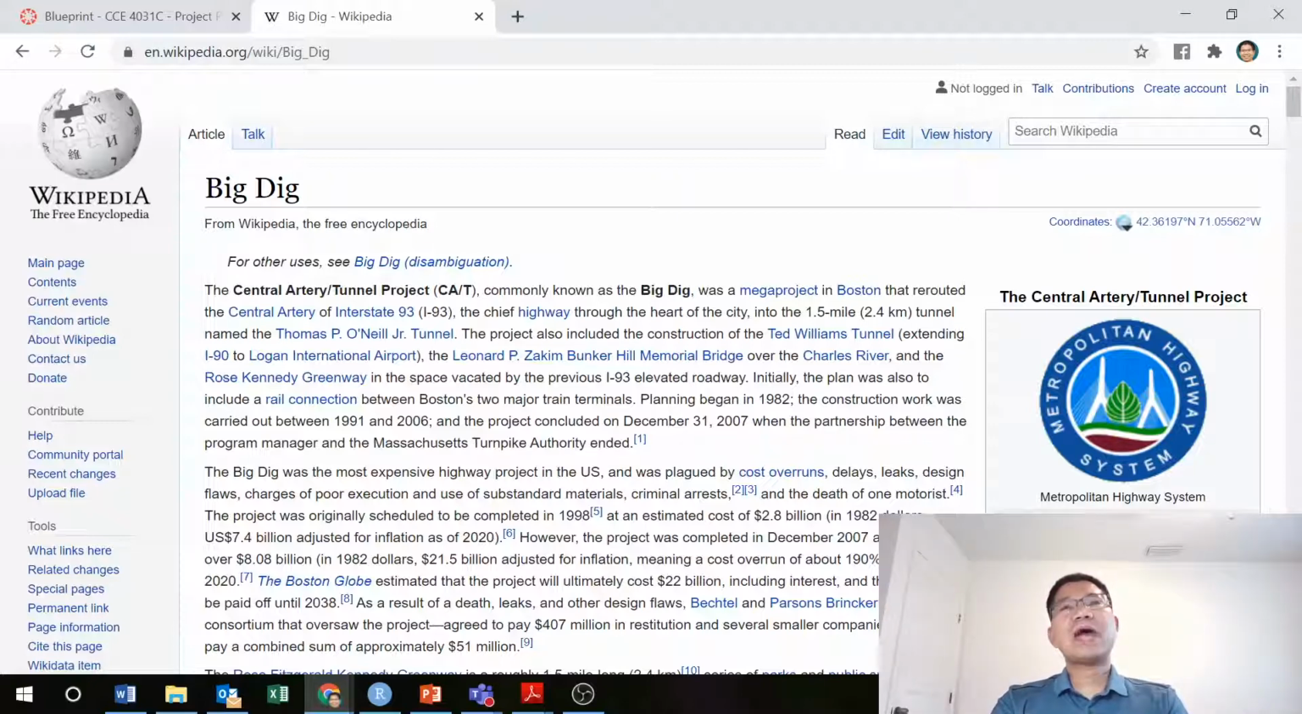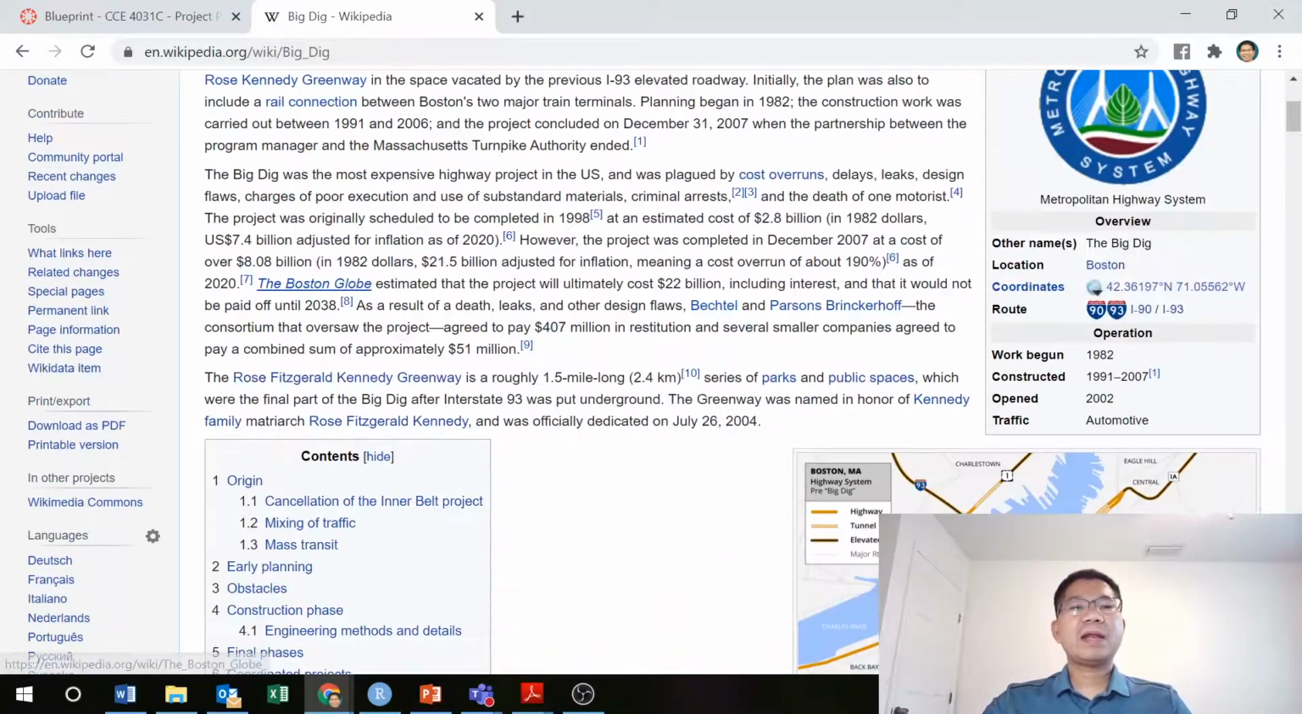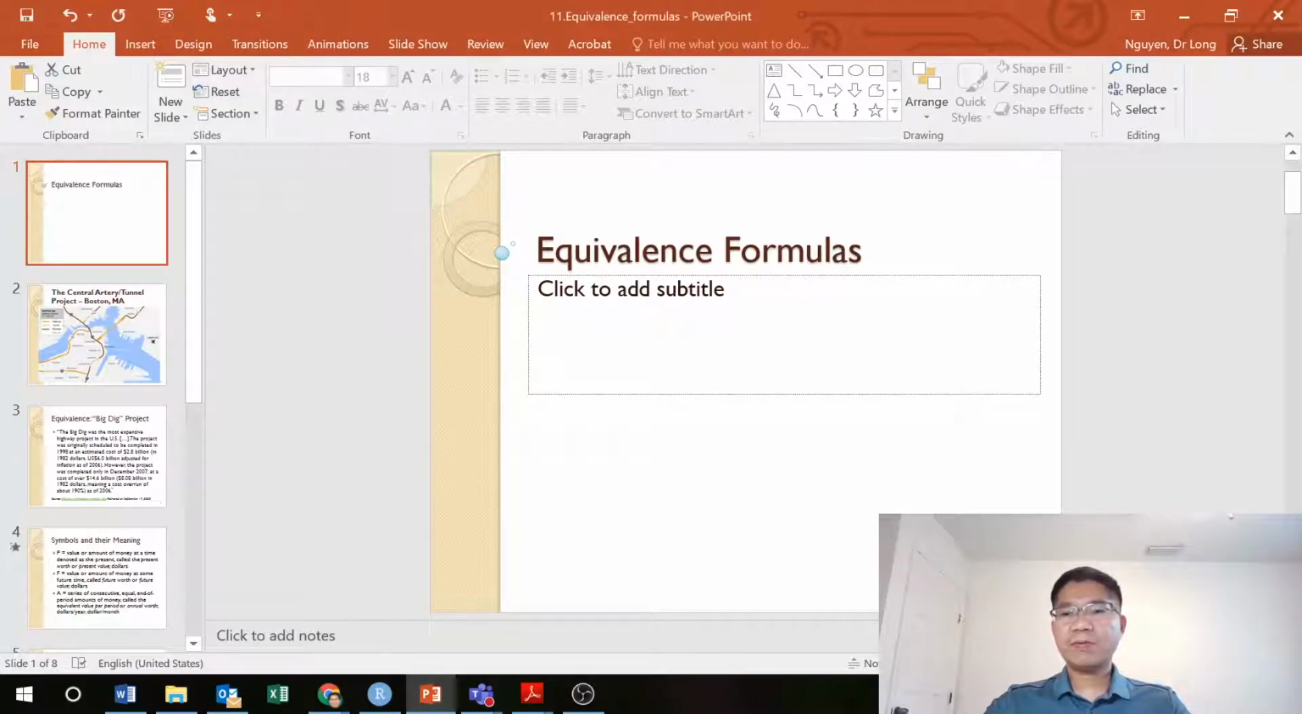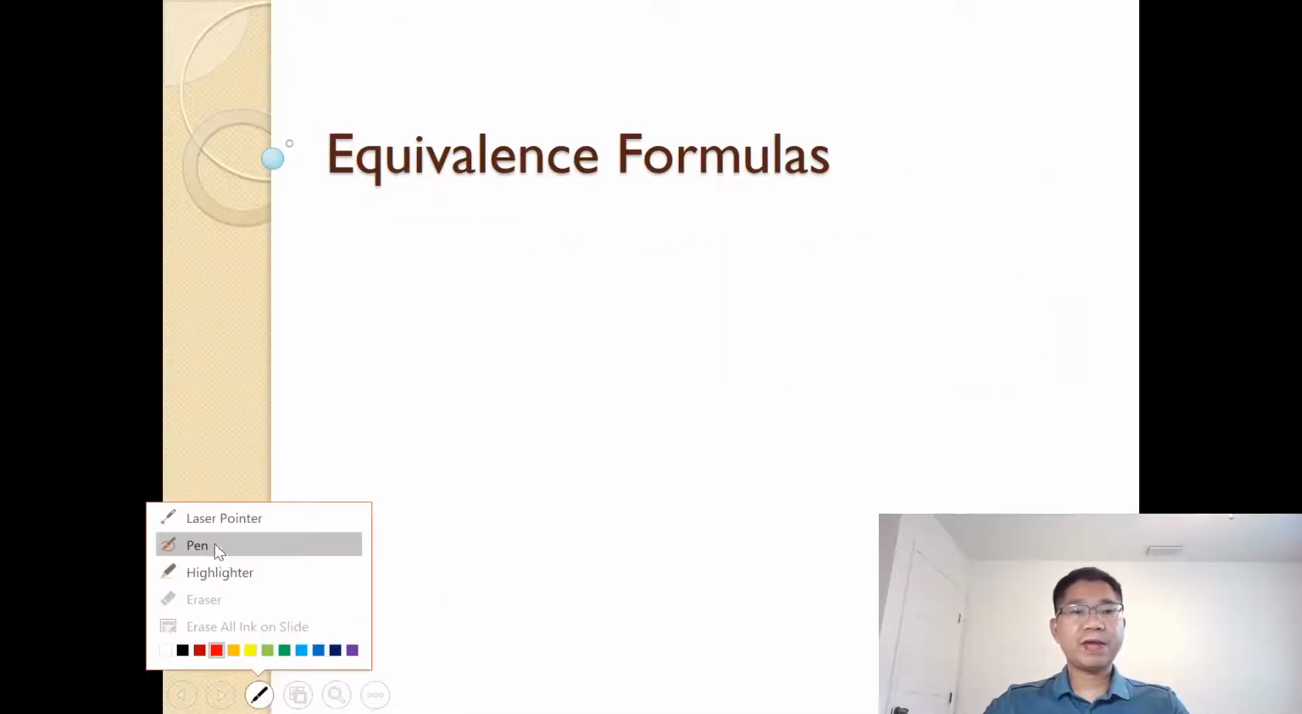If you recall in lesson 8, when we talked about the project delivery method, I used this project as an example that they used the construction management agency, CM agency, as the delivery method to manage the designing and building process for this project. But now we are interested in equivalence. This project has many details that you can read in the wiki. Just Google the Big Dig, and I copied some of them just to show the concept of equivalence in today's class.